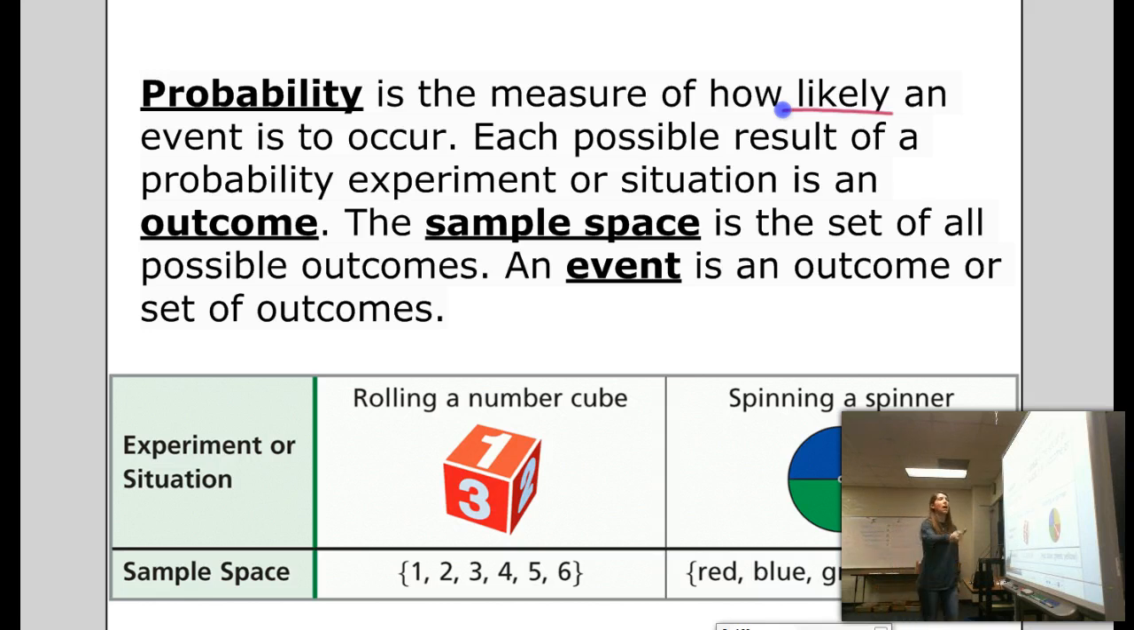Probability, this is what I write. I would write probability is the measure of how likely an event is to occur, and I would stop right there. Probability, how likely an event is to occur.